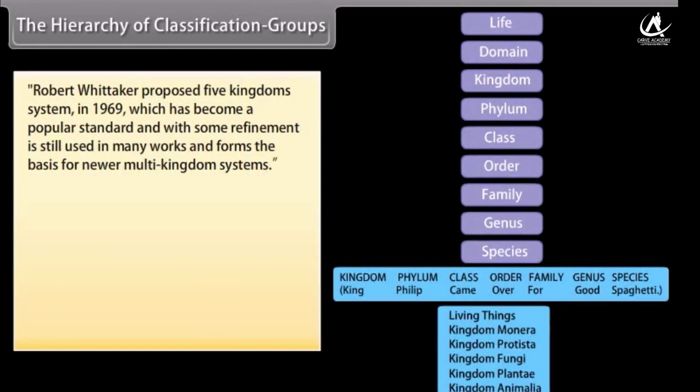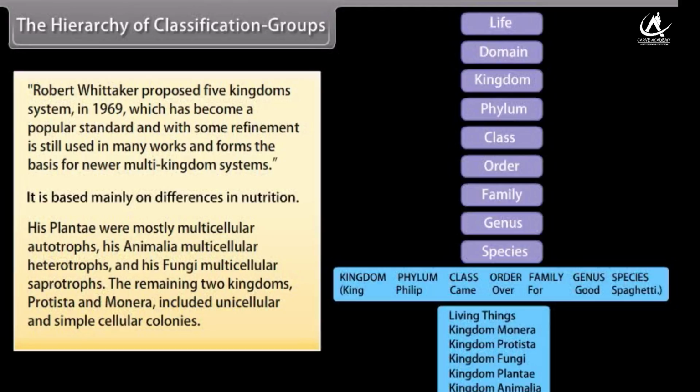Robert Whittaker proposed the 5 kingdoms system in 1969, which has become a popular standard and, with some refinement, is still used in many works and forms the basis for newer multi-kingdom systems. It is based mainly on differences in nutrition. His Plantae were mostly multicellular autotrophs, his Animalia multicellular heterotrophs, and his Fungi multicellular saprotrophs. The remaining 2 kingdoms, Protista and Monera, included unicellular organisms and simple cellular colonies.